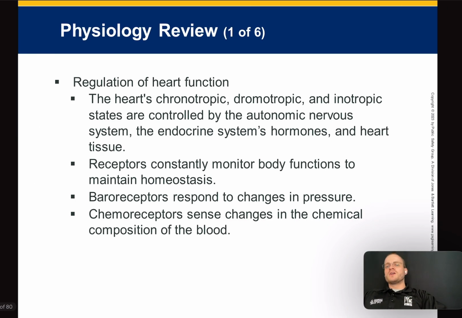Okay, so we'll just talk about general physiology. Remember those annoying words: chronotropic, dromotropic, inotropic. Chronos is time, dromo is speed of conduction. Inotropic is the force of conduction, right? And they're controlled by the autonomic nervous system, right? So this automatic system of the heart.